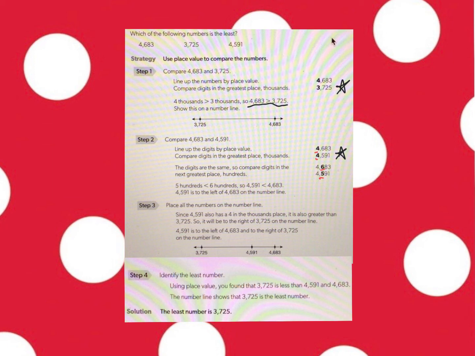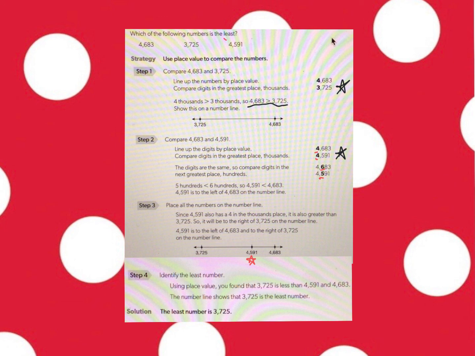Finally, we're going to place all the numbers on the number line. Since 4,591 also has a 4 in the thousands place, it's also greater than 3,725. So it will be to the right of 3,725 on the number line. 4,591 is to the left of 4,683 and to the right of 3,725 on the number line. You can see right here that it is a little bit closer to 4,683 because they both have 4,000. And then finally, we're going to identify the least number because that's our question.